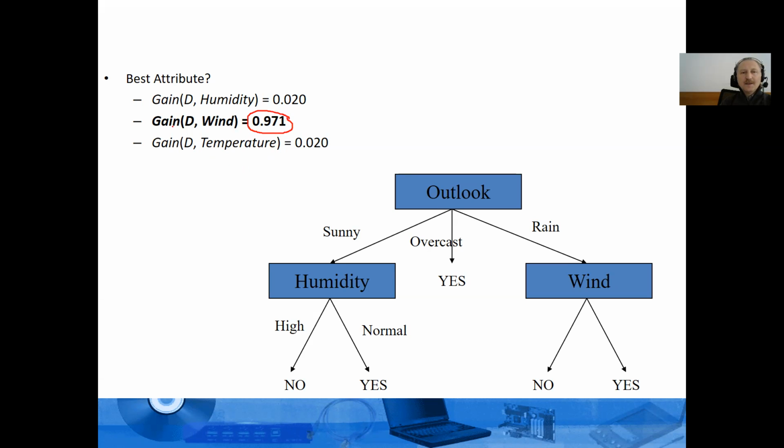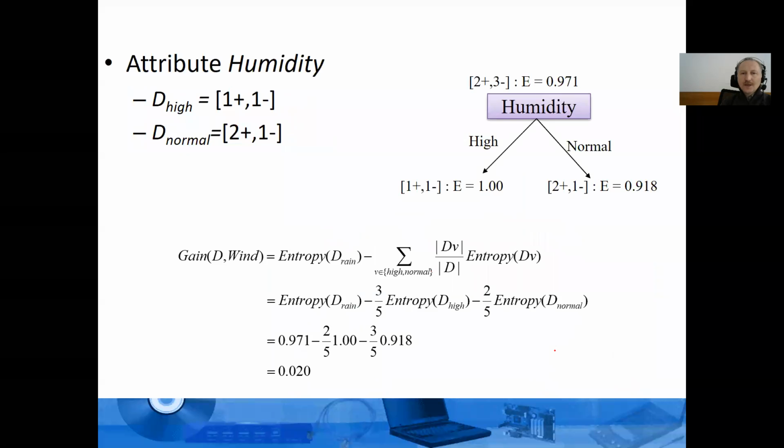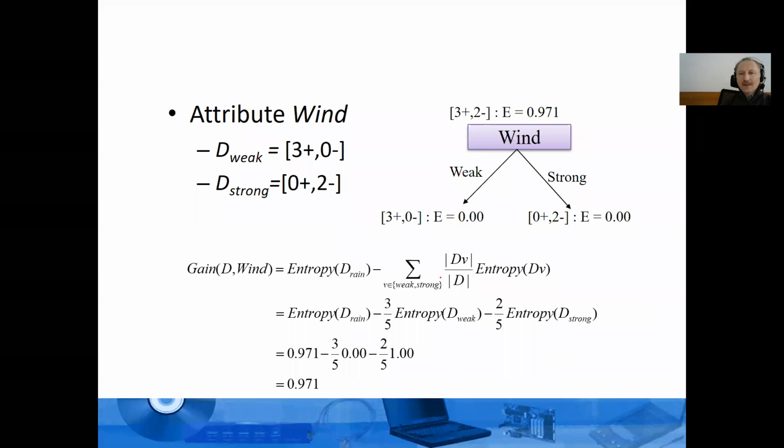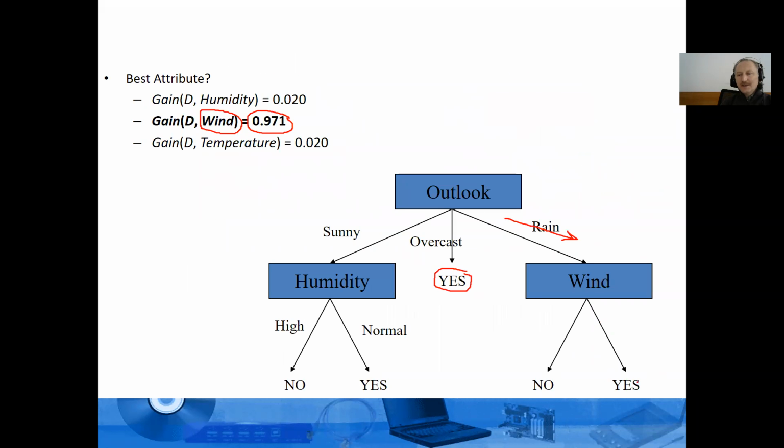That's why if outlook is rain, this means the next node will be wind. This one wind. This one is all. You don't need to make calculation with all, because if outlook is overcast, always yes. If outlook is sunny, it was humidity. So you can check. Look at now. Let's check this one and this one, correct.